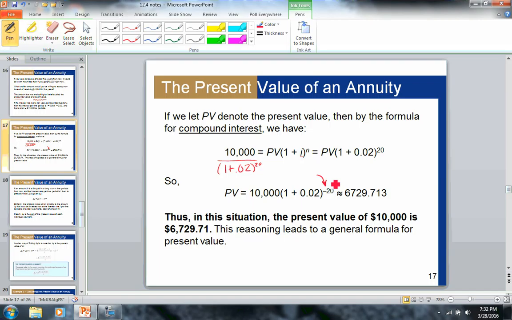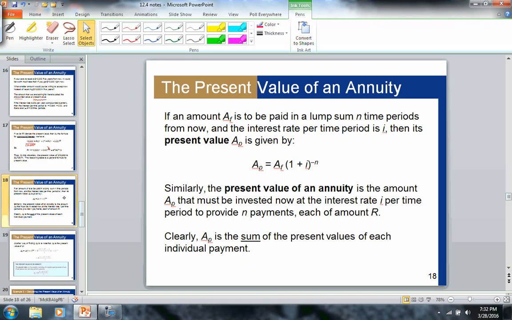Okay? So in this situation, if I gave you $6,729.71, that would be the exact same amount of money that would get you $10,000 in the future for this situation where you're depositing 8% quarterly for 5 years. Okay? So it's like you can either have $10,000 in the future 5 years from now, or you can have this amount of money right now. So this is all leading up to the equation that we're going to be working with.